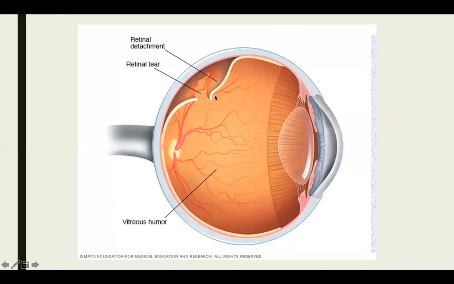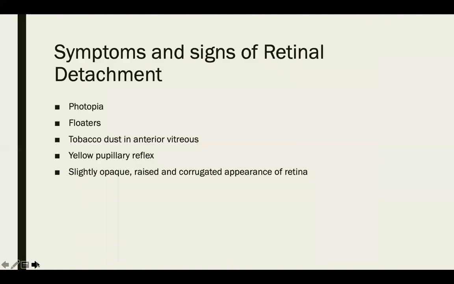Again, you can see the same process. If a break is formed, the fluid will go and detach the retina, and ultimately if it is untreated, the whole retina is detached. Then what will be the signs of retinal detachment? I already mentioned the patient will be having photopsia, floaters. There will be tobacco dust in the anterior vitreous.